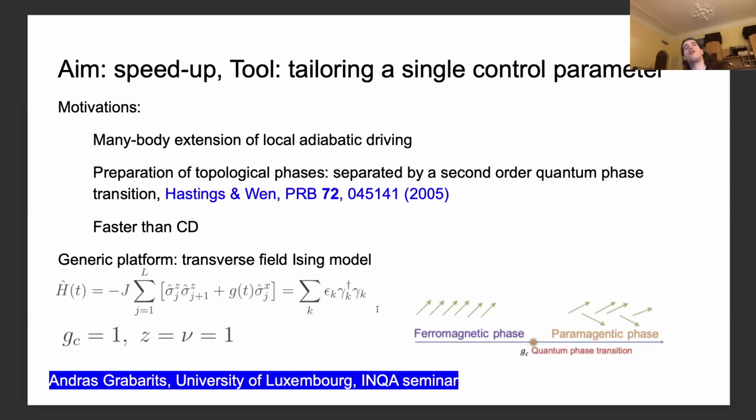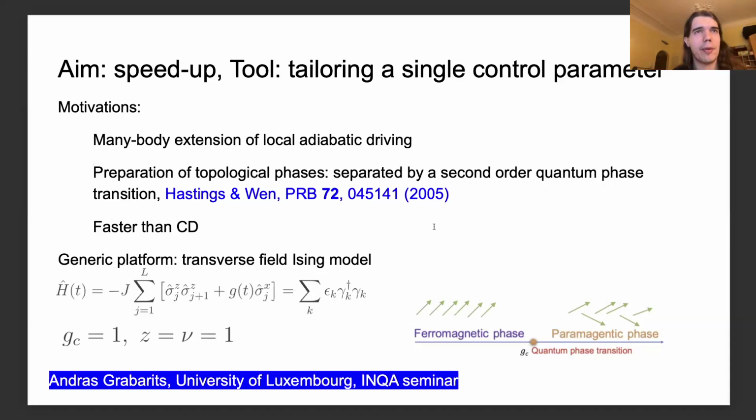In the second part of the talk, composed in the second paper, the aim is the same, speed up, but the tool is different, tailoring a single control parameter. The systems under investigation are also a little bit different. They exhibit a second-order quantum phase transition, which are important for preparation of topological phases. Also, tailoring a single control parameter usually achieves faster adiabatic dynamics than CD, as you will see. And also, further motivation is that local adiabatic condition is not a many-body-like condition. So many-body extension is highly required for the usual local adiabatic conditions.